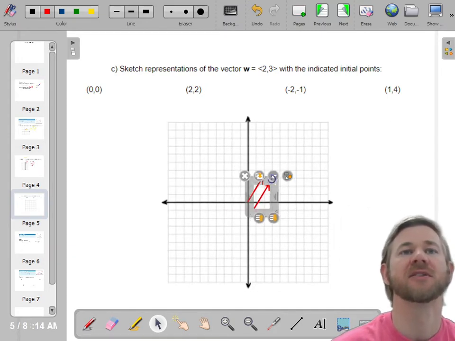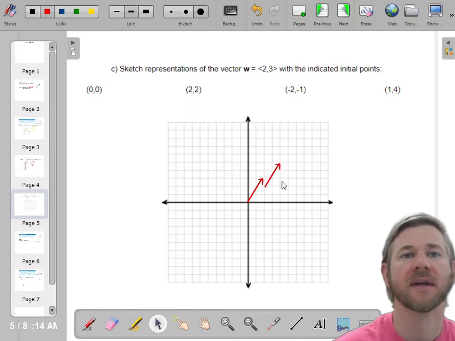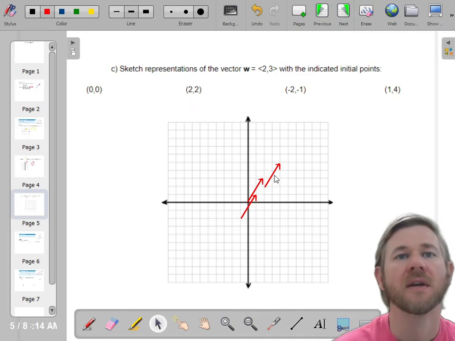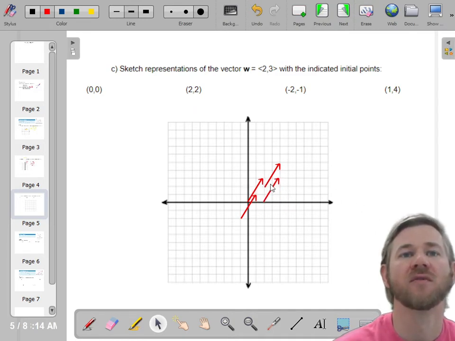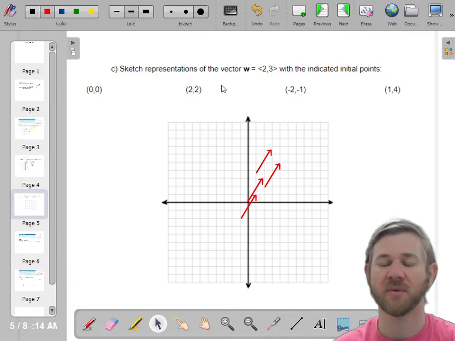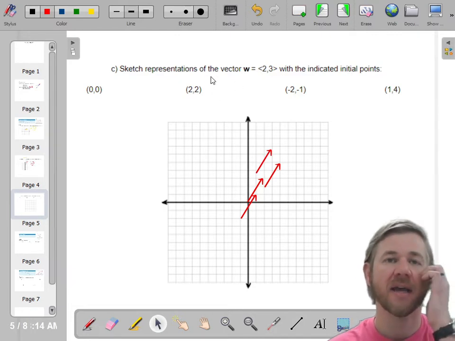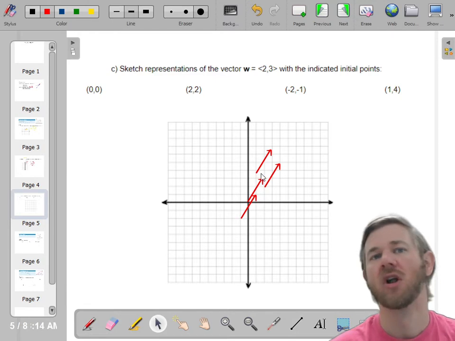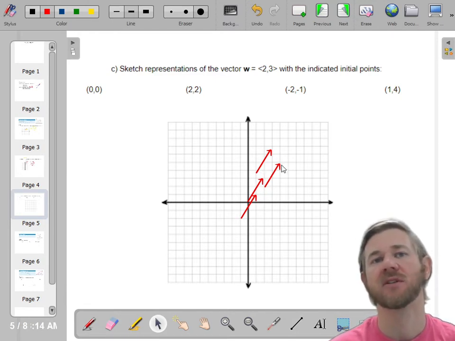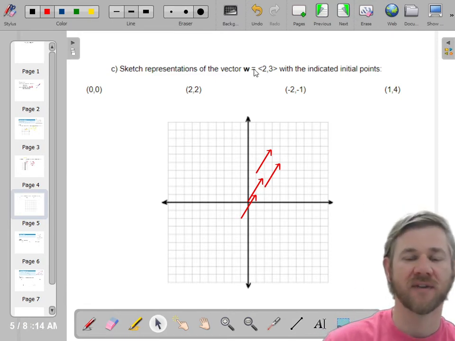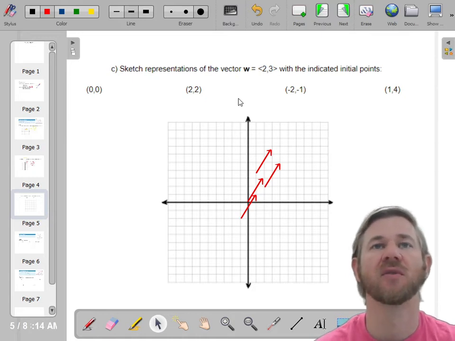You can do the same thing starting at (2, 2). So (2, 2) is right there. You can do the same thing starting at (-2, -1). You can do the same thing starting at (1, 4). See how it's the same vector, go right 2, up 3. It just has different initial and terminal points. But all of these are going right 2, up 3, because the vector is <2, 3> in component form.